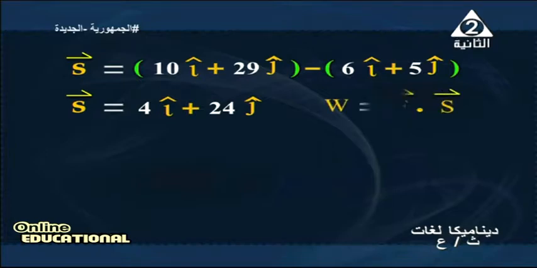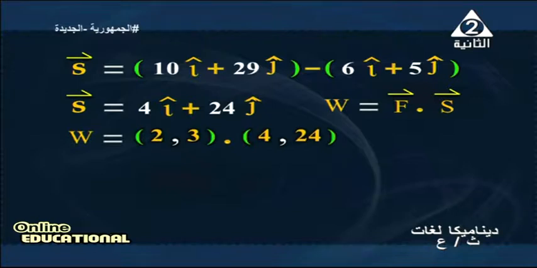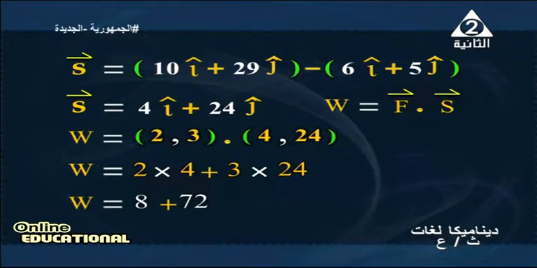Now the work W equals vector F dot vector S. W equals (2, 3) dot (4, 24). Then the work equals 2 multiply 4 plus 3 multiply 24. Then W equals 8 plus 72. Then W equals 80 work units.